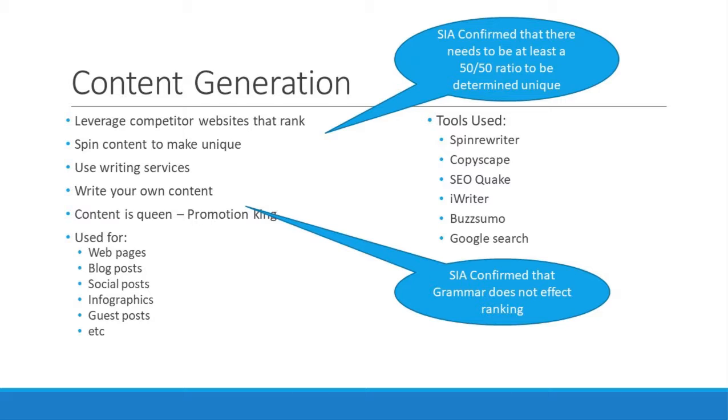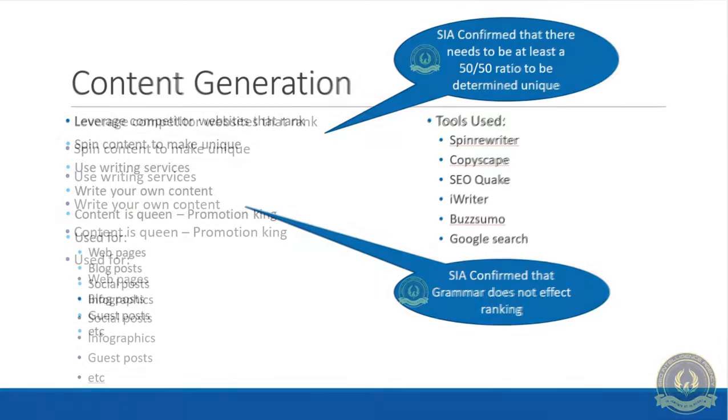Also, this is good for a lot of us. SIA confirmed that grammar does not affect rankings, meaning you can be not the perfect English major and still impact search rankings because you're not the best speller. But I like to use Grammarly. It's a good tool when you're looking for writing and checking your grammar. So now let's jump into a couple different examples for how to get unique content.